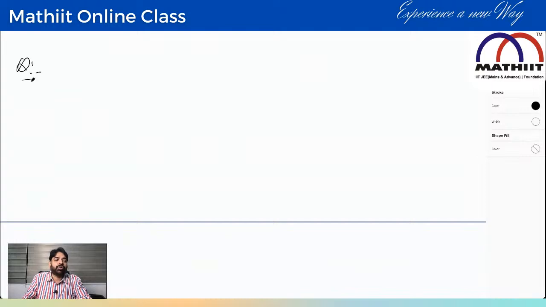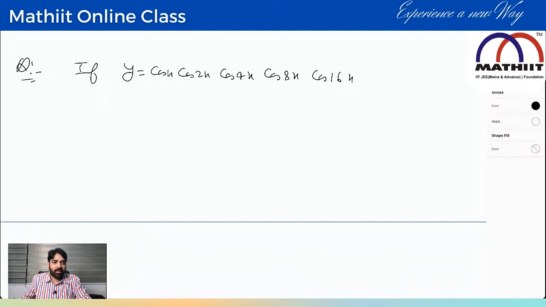For example, suppose one question is coming: if y equal to cos x into cos 2x into cos 4x into cos 8x into cos 16x. Find dy by dx at x equal to pi by 4. Let me see who can give the answer quickly. Try this question. If you understood the previous question, try this question.